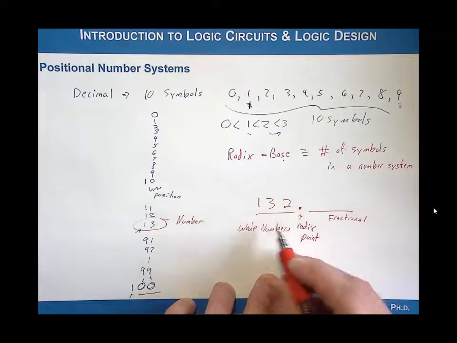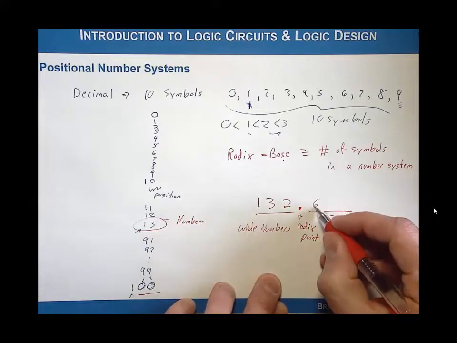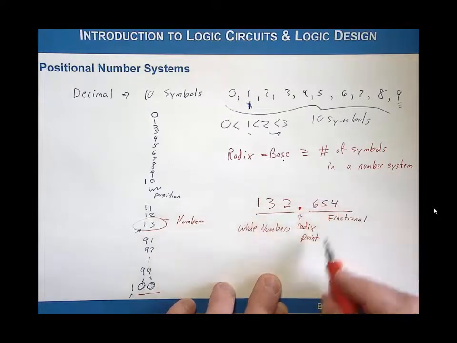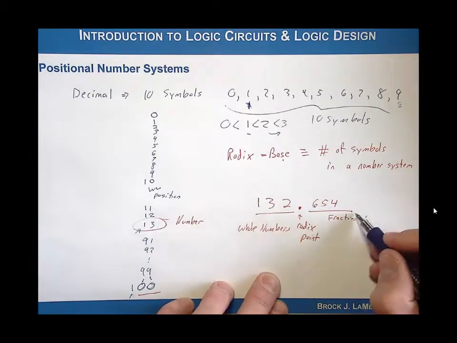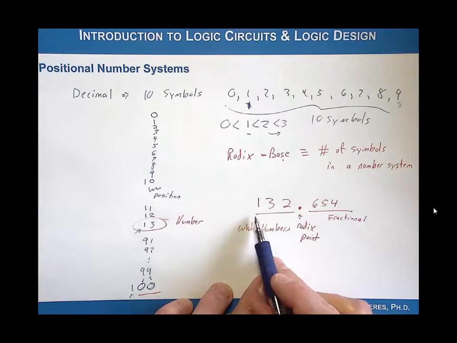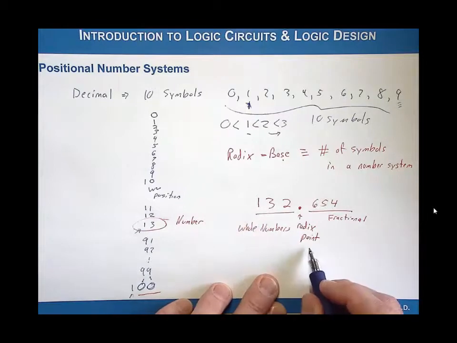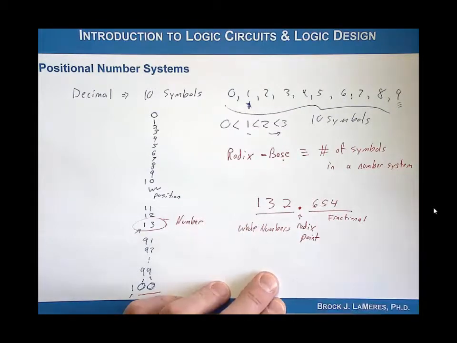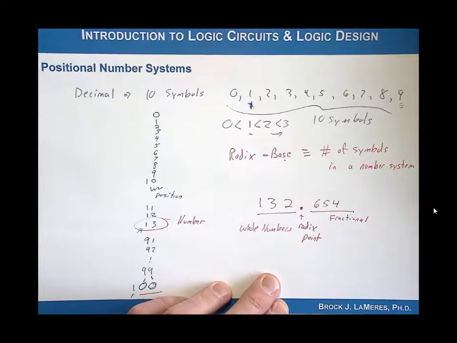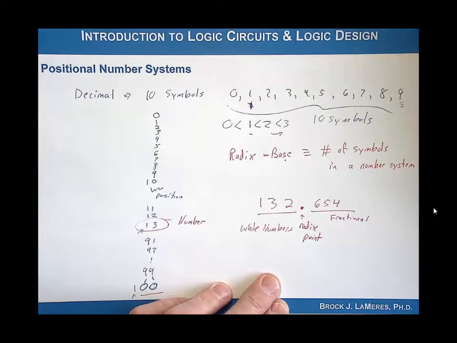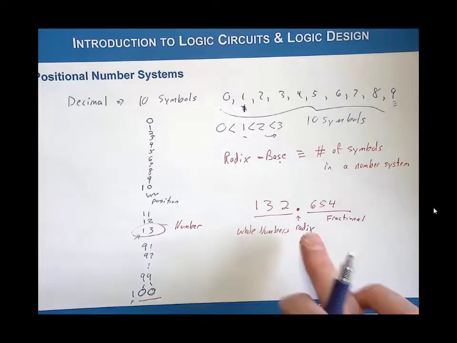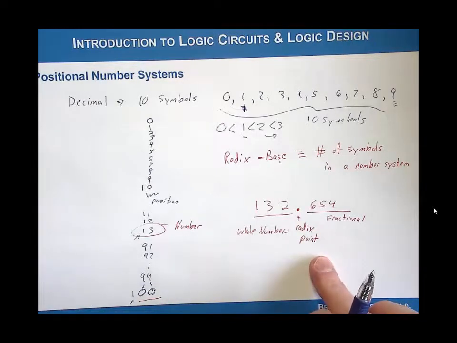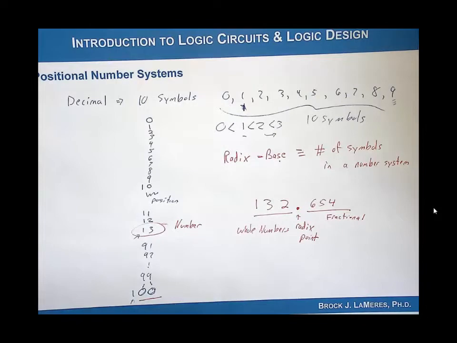So if I had a number like 132.654, you would say these symbols over here are the fractional component of the number, and these numbers are the whole numbers. Now the generic term for it is a radix point. Sometimes we call it something related to the number system that it's using. So for example, if I had a decimal number system, you might call this a decimal point. But the formal term for it is the radix point.